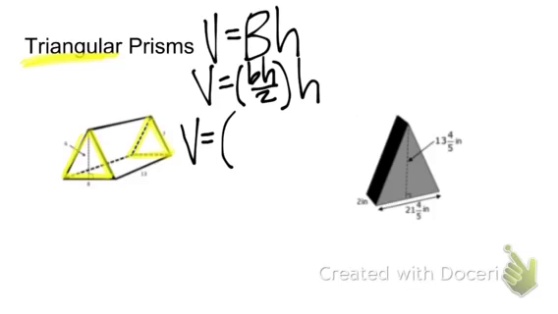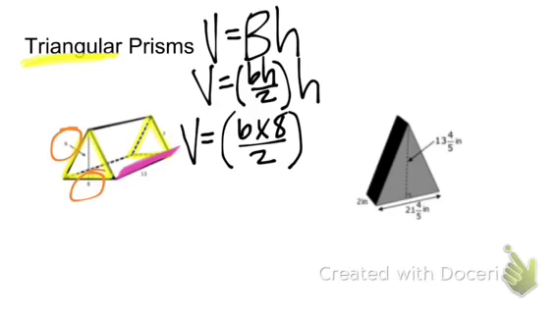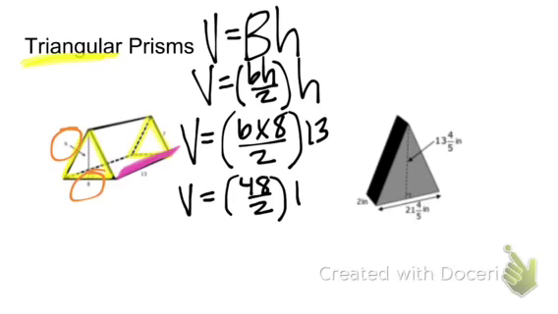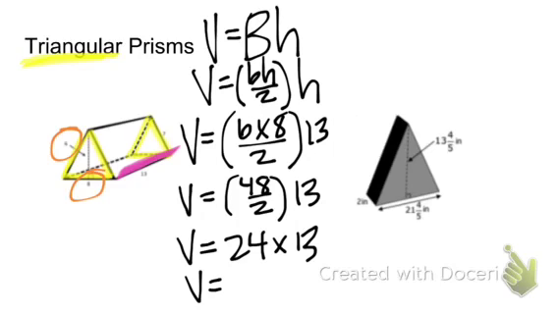So this one, the base of our triangle that they give us is 8 and the height is 6. And then the distance between our two triangles, or our two bases, is 13. So that's actually the height of the prism. So 6 times 8 is going to give you 48 over 2 times 13, and then 48 divided by 2 gives you 24 times 13. So the volume of our triangular prism is 312 units cubed.